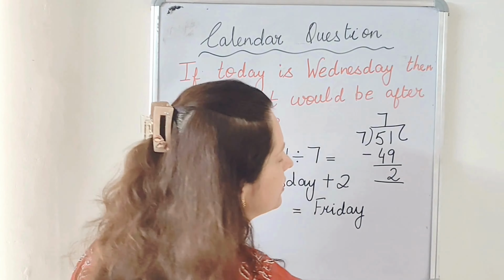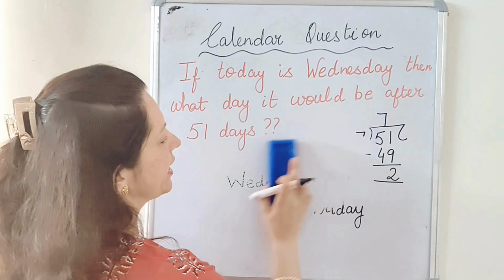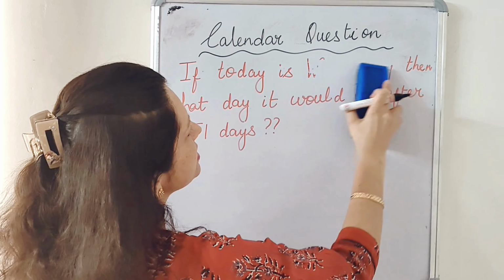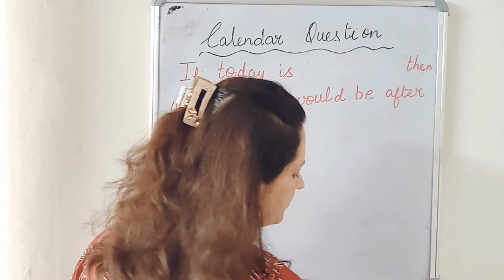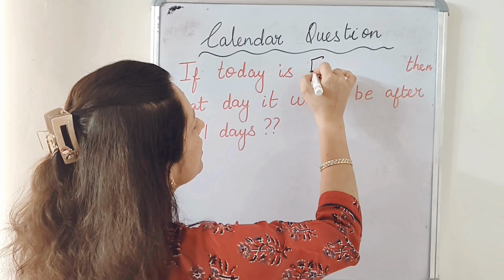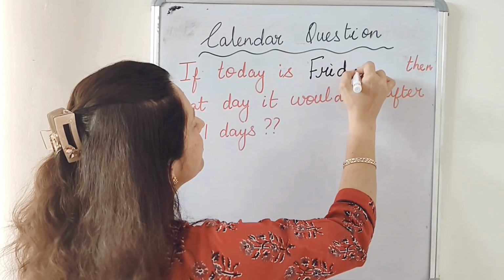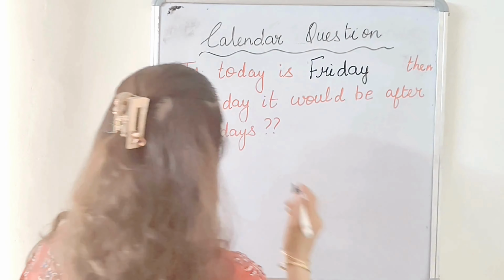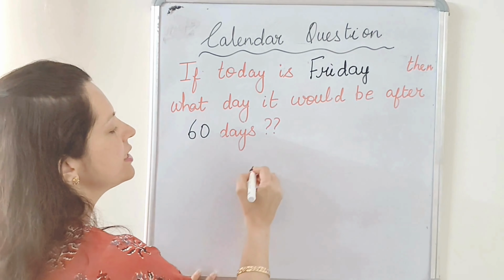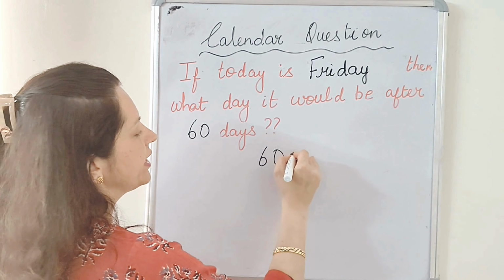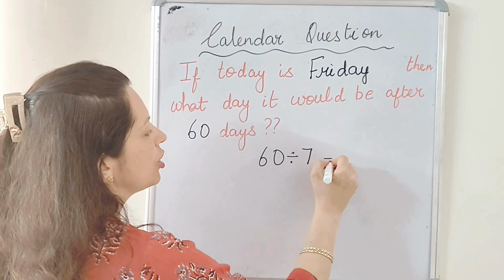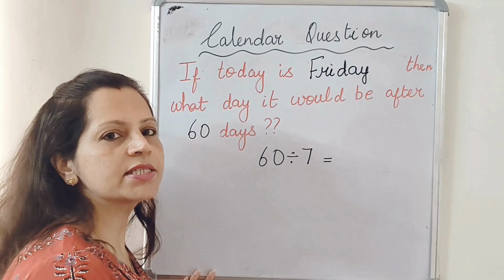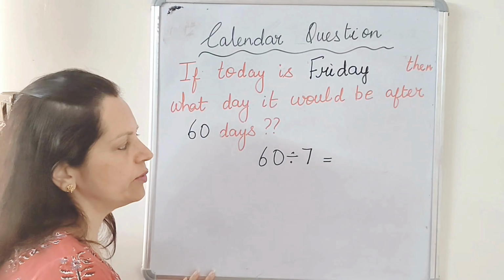Let us understand the same concept by taking another example. If today is, say, Friday, then what day would it be after, say, 60 days? Again, 60 divided by 7. Do not forget, why are we dividing by 7? Because there are 7 days in a week.